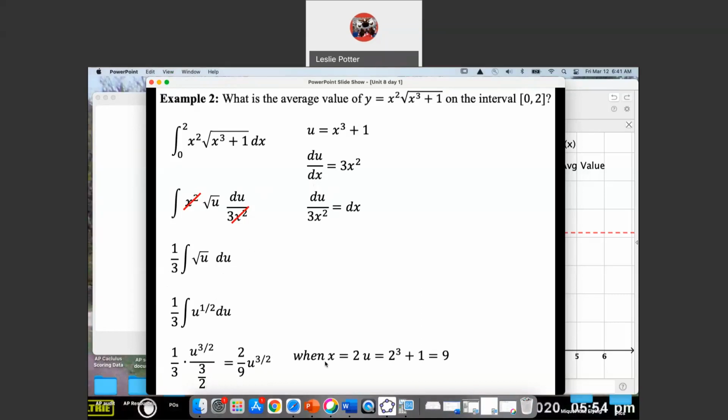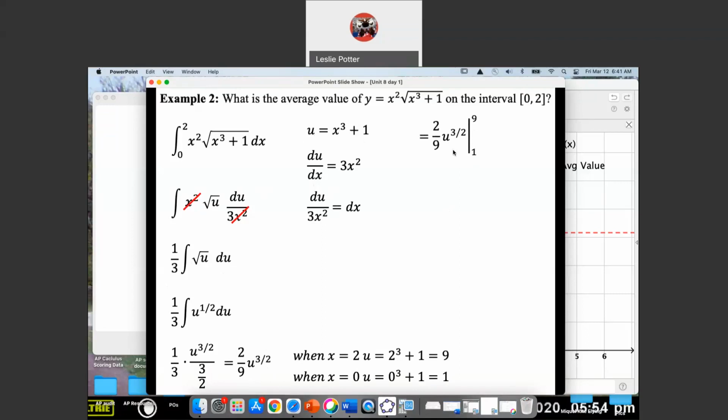So my upper limit, when x is equal to 2, I put 2 into here and I get a u. So 2 cubed plus 1 is 9. And when x is equal to 0, I put 0 into here and I get a new lower limit. So 0 cubed plus 1 is 1. So my limits in terms of variable u are 9 and 1. So I'm going to add that to the notation. So I have 2/9 u to the 3/2, and I'm going to evaluate that from 1 to 9.